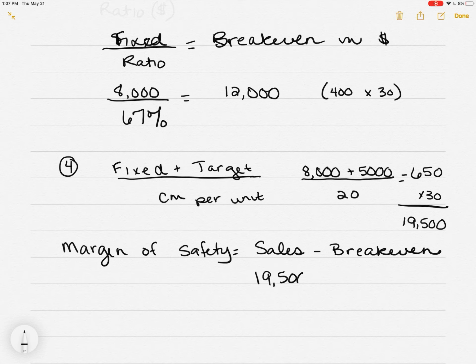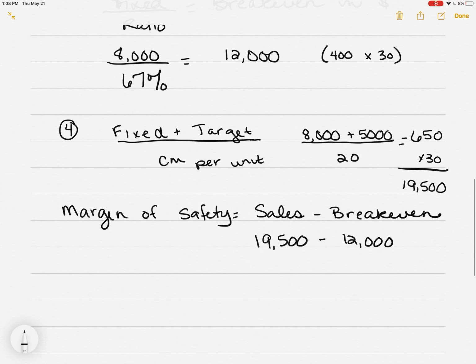I'll bring that down here. I found out my break-even point was 12,000, which means my margin of safety in dollars is 7,500.